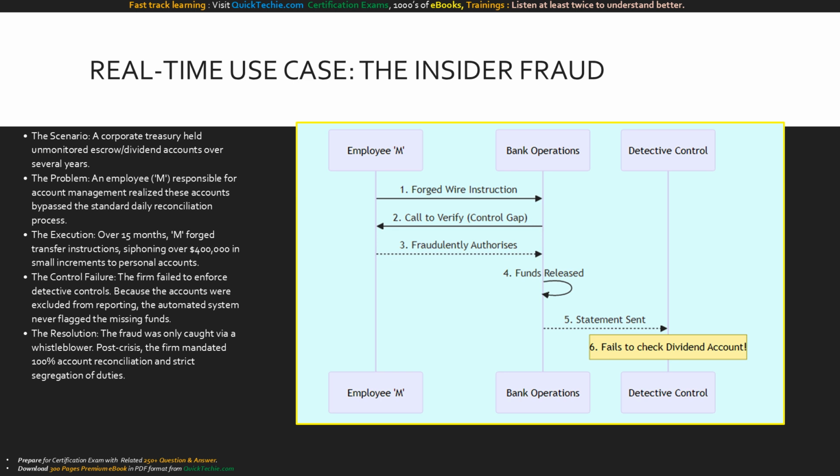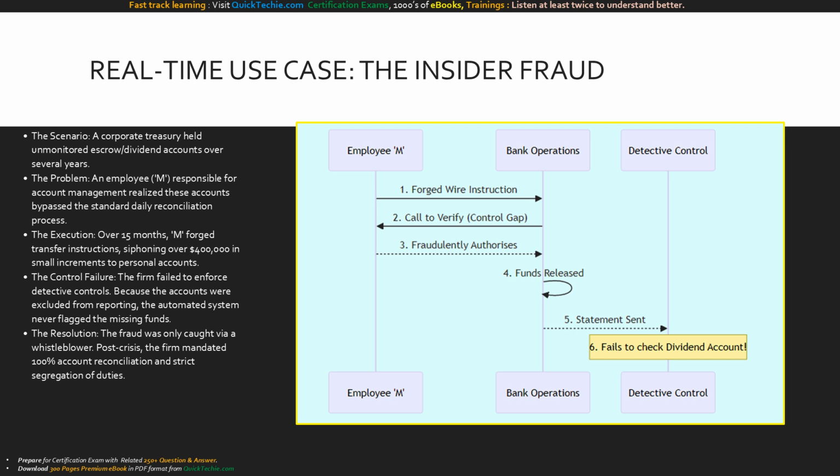This is a catastrophic control failure. The preventative controls were bypassed by forgery, and the detective controls simply didn't exist for those accounts. The fraud was only discovered when a suspicious colleague blew the whistle after noticing M's lavish lifestyle. The takeaway: never leave any account out of your automated reconciliation process, and strictly enforce segregation of duties so the person initiating the transfer is never the one reconciling the bank statement.